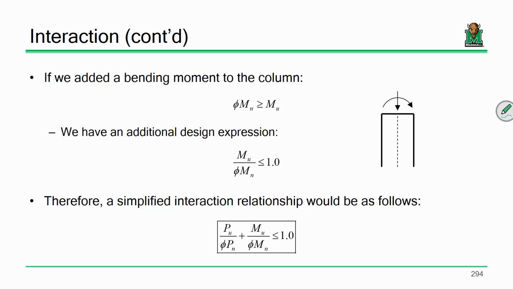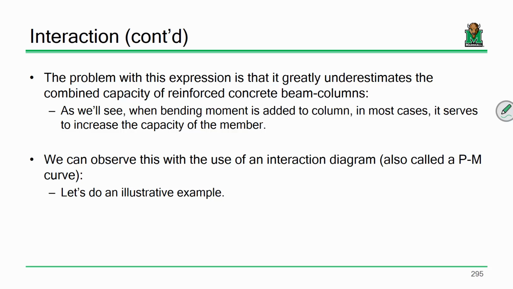So I might come up with what I'll call a simplified interaction relationship, which basically means that, however much axial capacity I'm demanding and however much moment capacity I'm demanding, the sum of those can't be greater than or equal to 1. That's a simplified interaction relationship, okay? The problem is that it doesn't work. It greatly underestimates the capacity of beam columns.